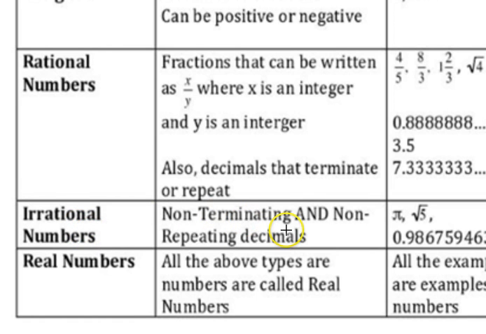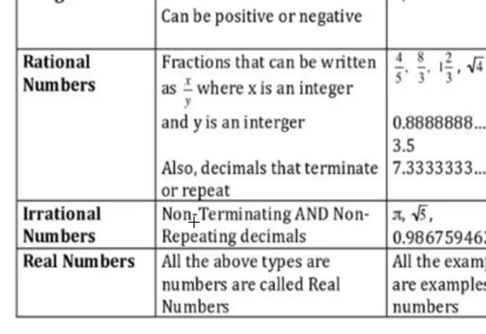Non-terminating and non-repeating decimals are irrational numbers. So we have seen the decimal representation of rational numbers, where we noticed that any decimal values which either terminate or repeat will be rational numbers. But if you get a decimal value which is non-terminating and non-repeating, mostly all root values of a number are irrational numbers, be it a square root of 2, a square root of 5, or any other numbers.